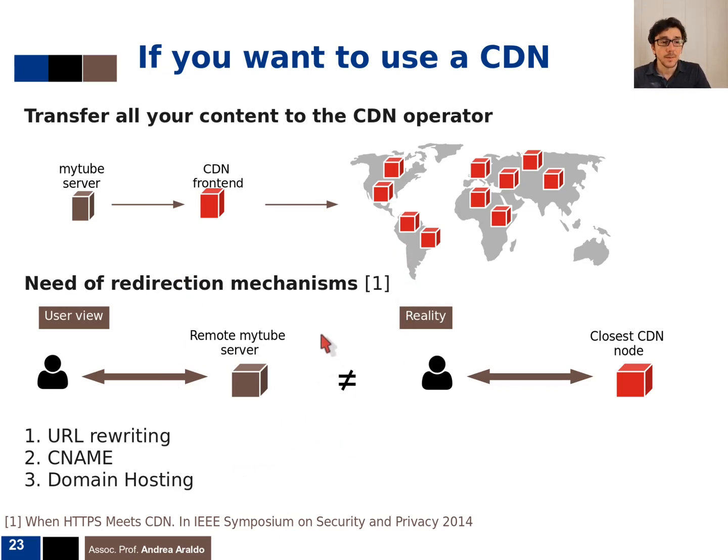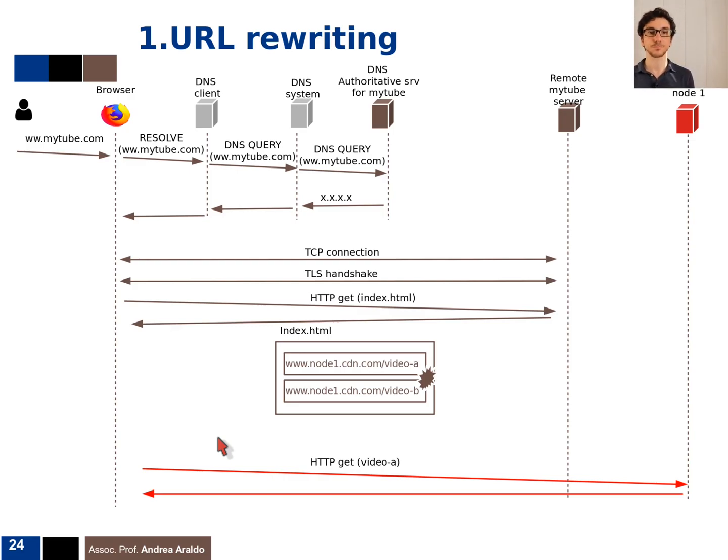And now an actual redirection mechanism must be implemented. I recall that the redirection is something that allows the users to have the impression to download content from MyTube server, but in reality the user has been redirected to a CDN node. And we have three main ways to make a redirection happen: URL rewriting, CNAME, and domain hosting. Let's start with the first one.